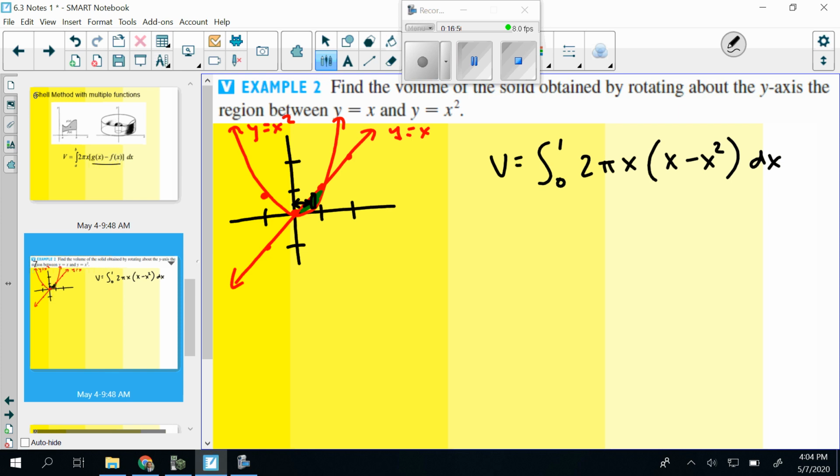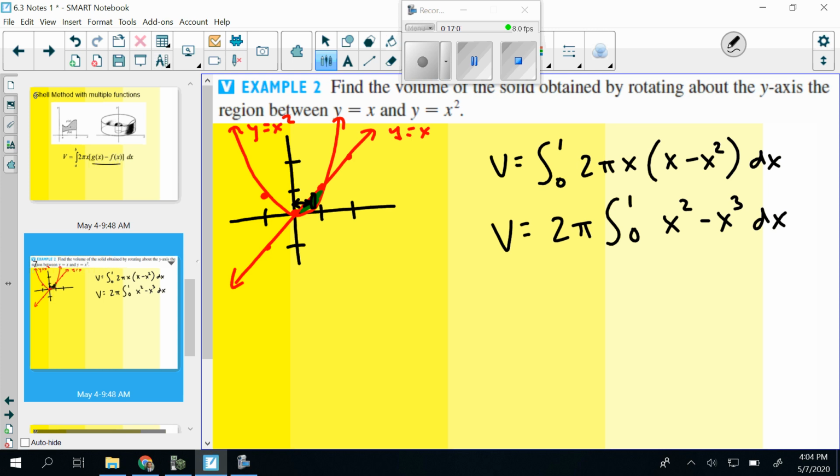For this one, let's use the calculator, just to show that again, see what we get. I'm still going to pull that 2 pi out. And then distributing is not too hard. Let's just distribute that. So x squared minus x cubed dx.